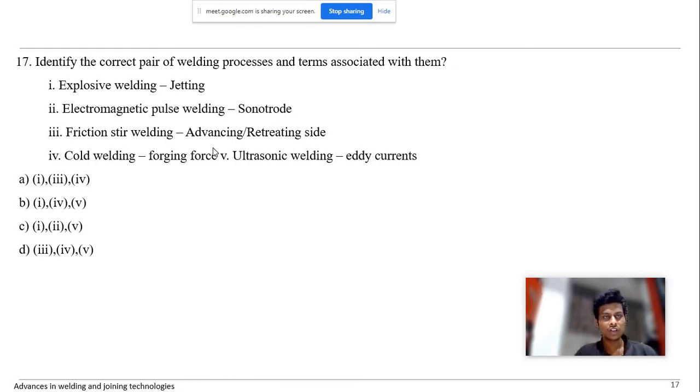In friction stir welding, advancing and retreating side is there. Yes, so this is also true. And next, in cold welding, forging force, as I just explained, forging force will be applied. So this is also there. In ultrasonic welding, eddy currents, not at all, right? In electric pulse welding, eddy current and those things will be there. This is also a wrong match. So the answer is 17A.